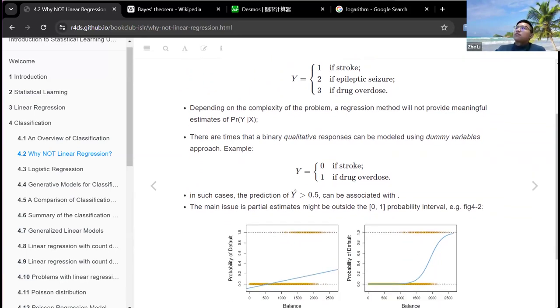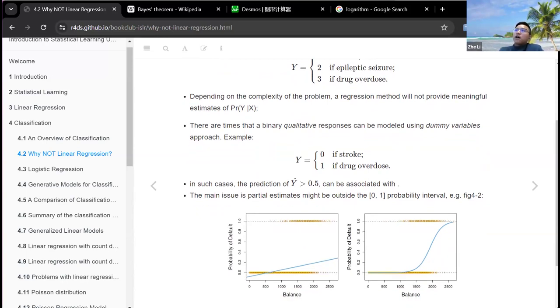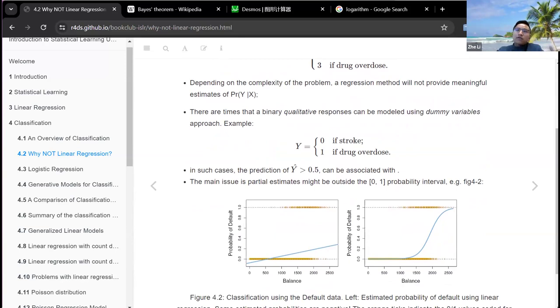And the third is that if we want to predict whether the items will be classified as yes or no, the response variable we model here is the probability of the response being a stroke or being a drug overdose. We want a response variable ranging from 0 to 1, because that is the reasonable value we can get from a probability, from a proportion.